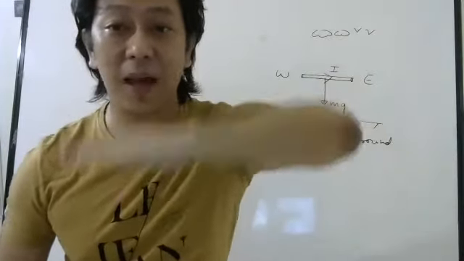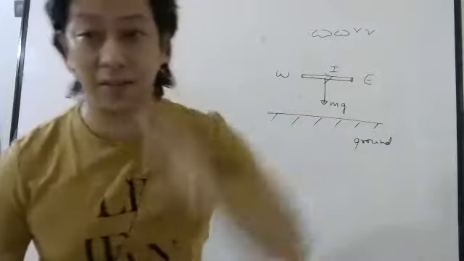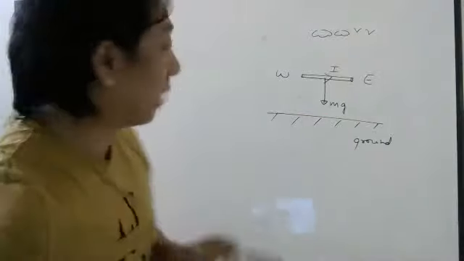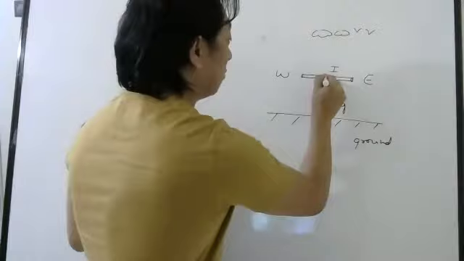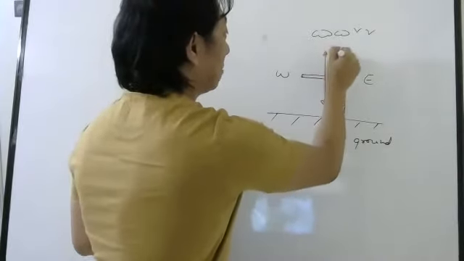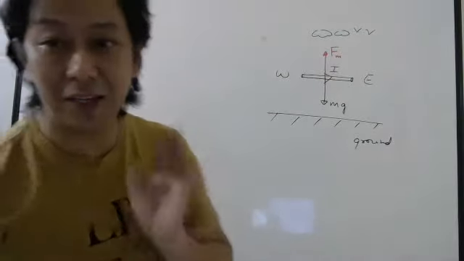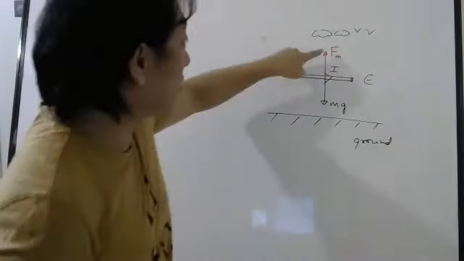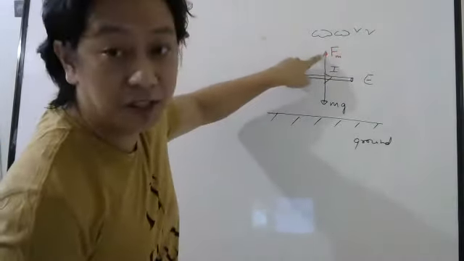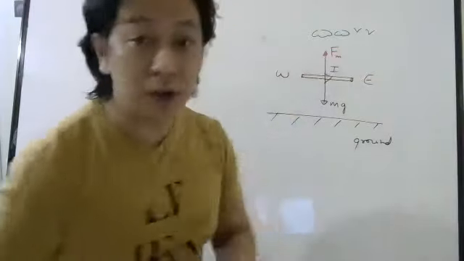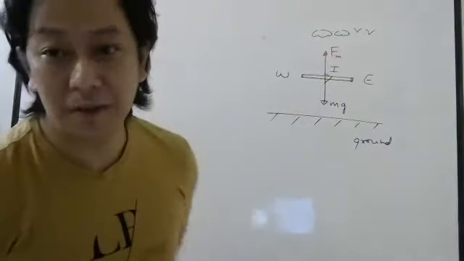That means this force can be balanced. Now it is very simple. To balance this force, you need one force here, right? Magnetic force should be here. So can you tell me the direction of the magnetic field? If the magnetic force is here and the current is here, where should I apply the magnetic field?